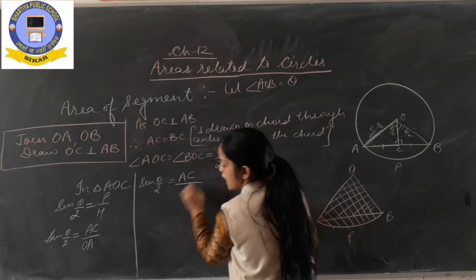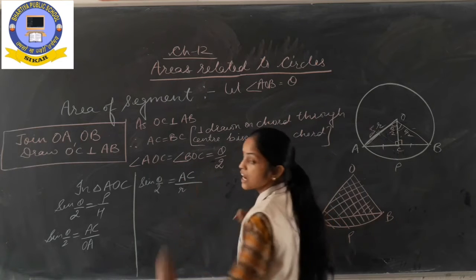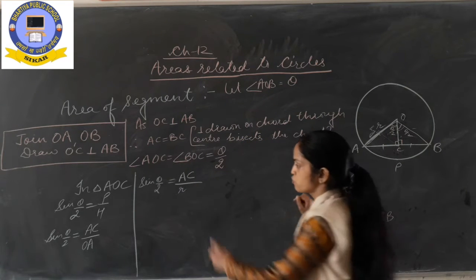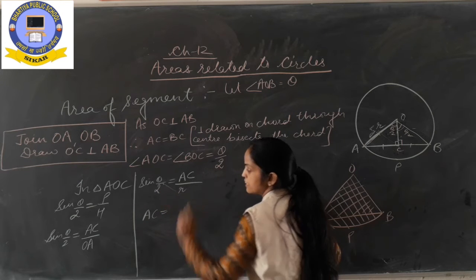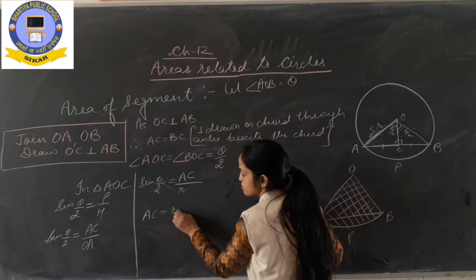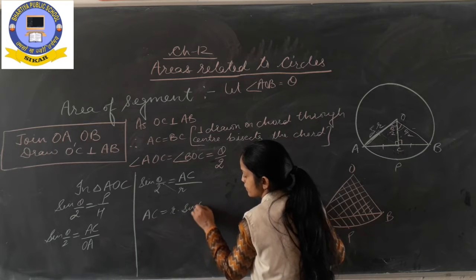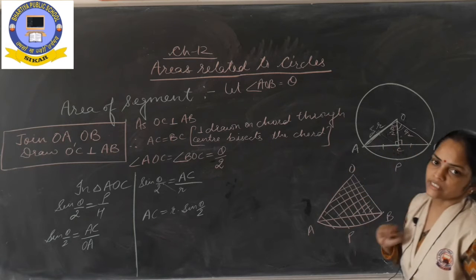Now see, sin theta upon 2 is equal to AC upon OA will remain as it is because we need to find AC, and OA is R, it is already given, it is R radius. Okay, so find out AC from here. AC is equal to R will be shifted that side, it will go there in multiplication. So AC is equal to R multiplied by sin theta upon 2. So AC is equal to R sin theta upon 2.